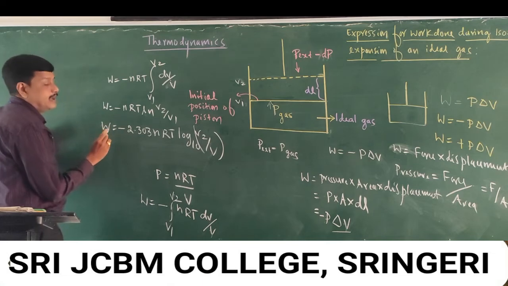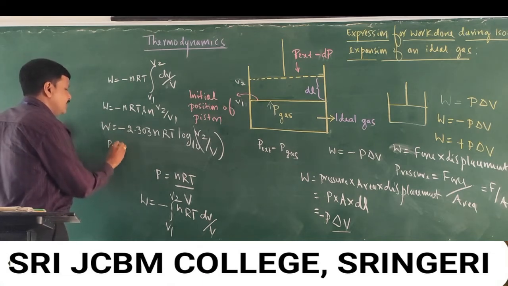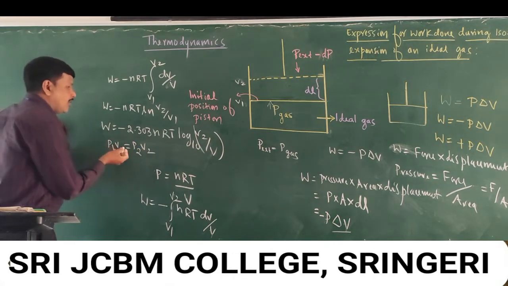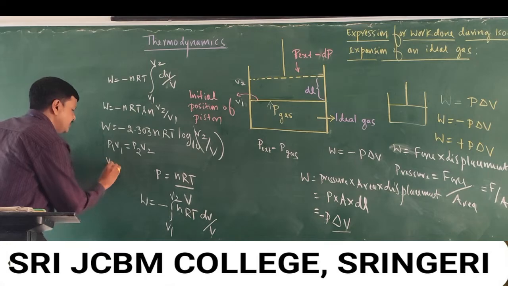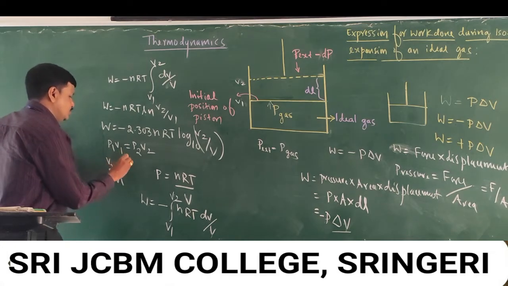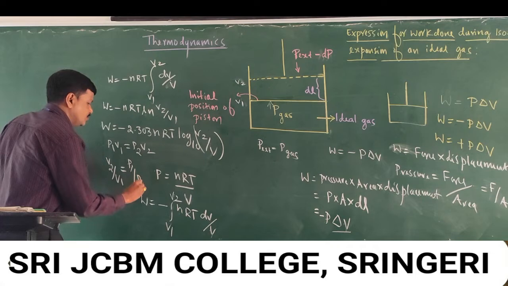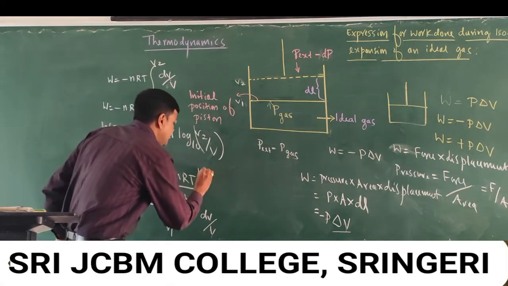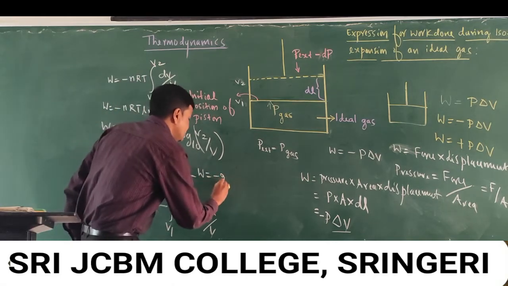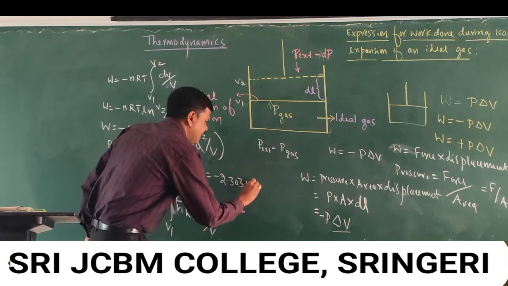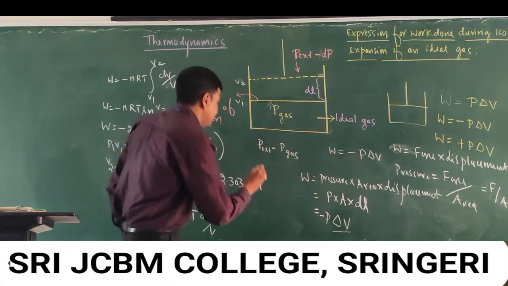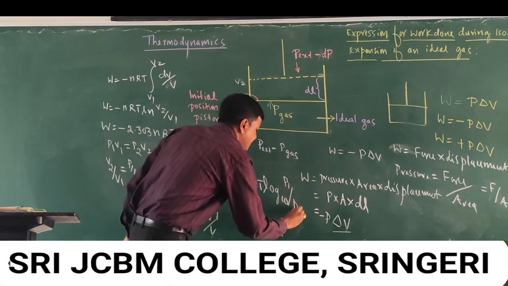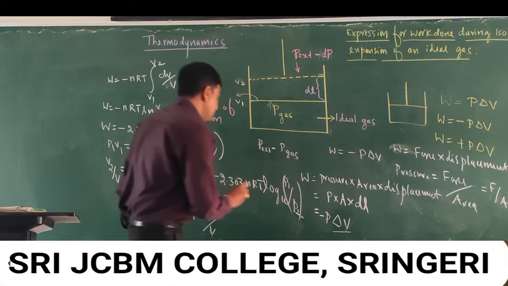At constant temperature P1 V1 equal to P2 V2, or V2 by V1 equal to P1 by P2. Substituting this in the equation, you will get W is equal to minus 2.303 nRT log to the base 10 P1 by P2. So these are the two expressions.